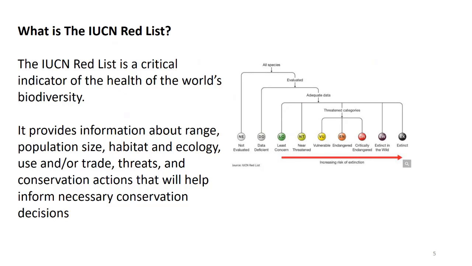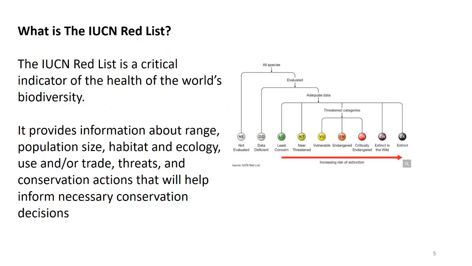It provides information about the range size of these populations, their habitat and ecology, how they are useful, how they are used for the public or for trade, and their threats and conservation, and that will help inform necessary conservation decisions. That is what the IUCN Red List is created for.